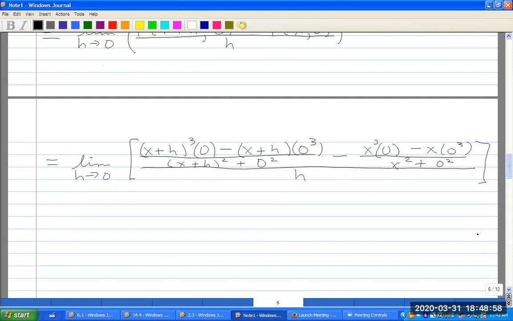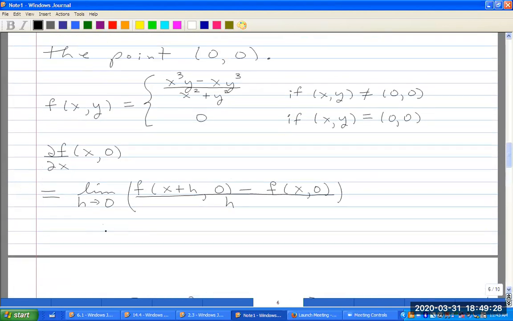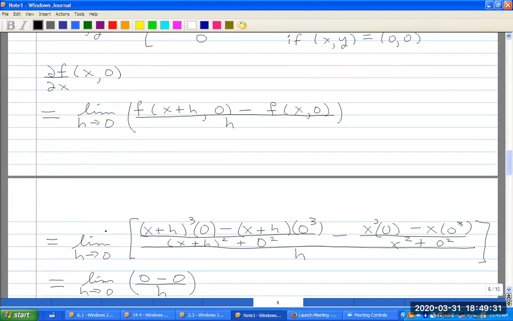But of course, this is 0. Everything's multiplied by 0, divided by x plus h squared is 0. This is 0 in the numerator, divided by x squared is 0. And so I'm just taking the limit as h approaches 0 of 0, which of course will be 0. Okay. So that's the partial of f with respect to x at x, 0.